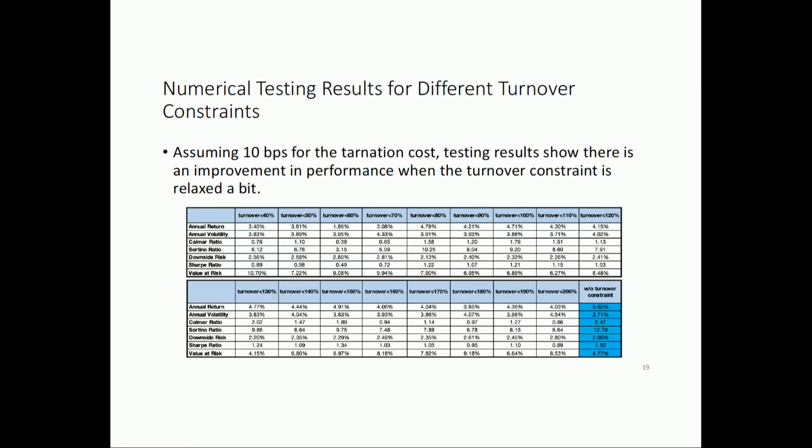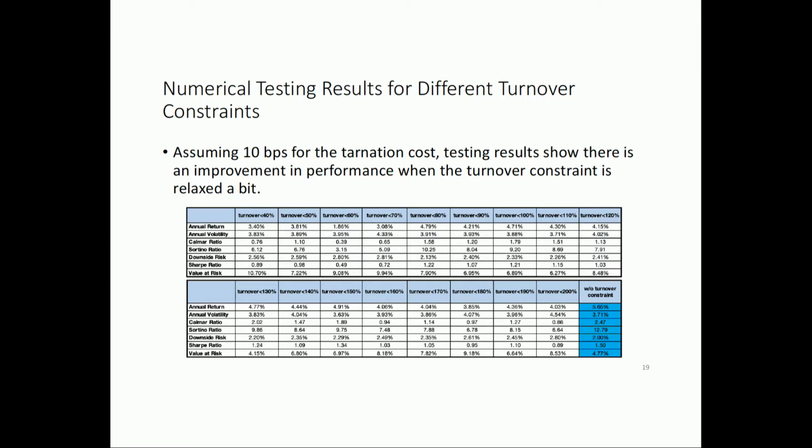Remember, the aggregate transaction cost is determined by the turnover rate, so I have another constraint for turnover rate. By the way, turnover rate is a measure of the distance between the optimal allocation and the existing allocation. If I relax the constraint for turnover rate from 40% to 50%, 60%, we can see from the Sharpe ratio that the performance is improved a bit.